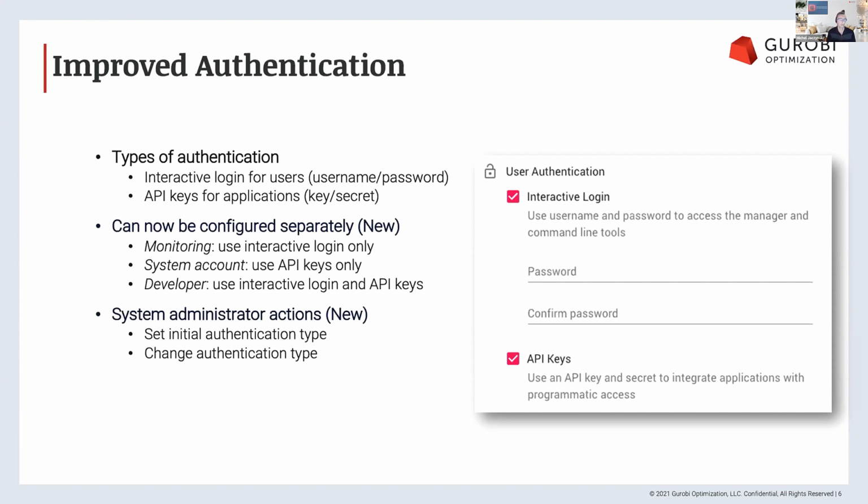Before, you had access to those two types of authentication at the same time. Now we have separated them. So you can define an account for monitoring purposes only that will use the interactive login only, and this account will not be able to create API keys. You can also create a system account. The system account will only use API keys. It will not be able to log in to the system. And a typical other use case, of course, is a developer who can do both by logging into the system, but also having different applications running with API keys.